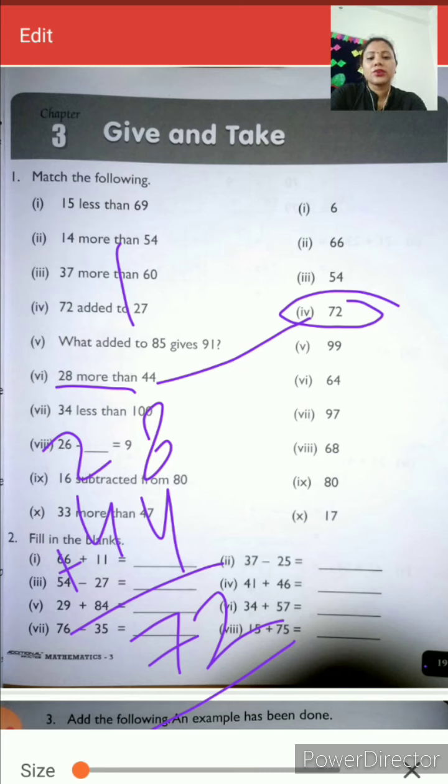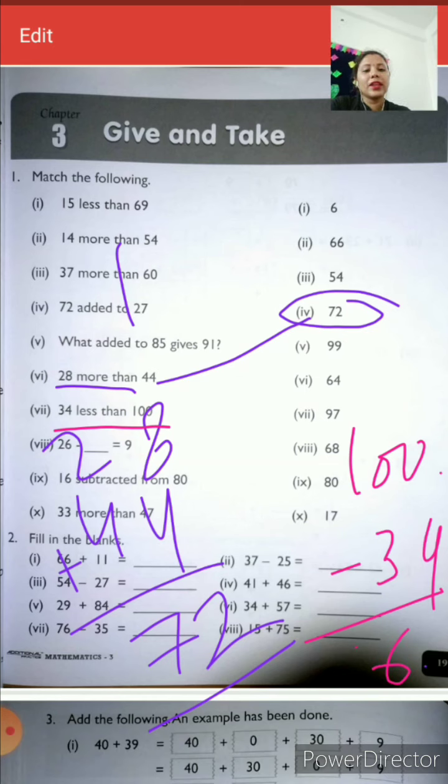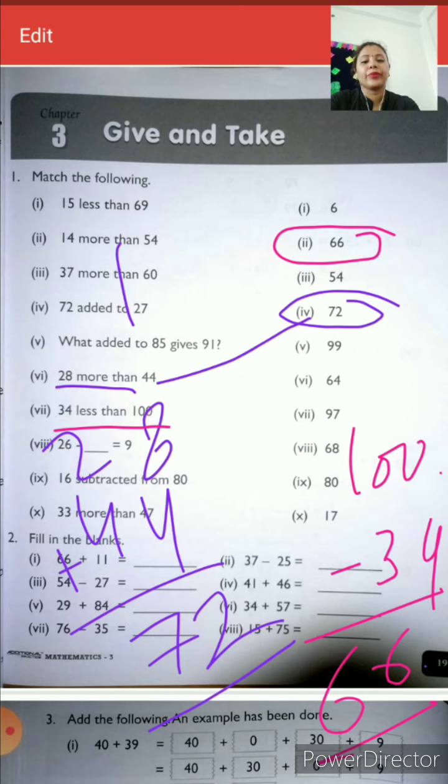Now the next question is 34 less than 100. So 100 minus 34. 10 minus 4 is 6. 9 minus 3 is 6. The answer is 66. And where is 66? Here. So match it with the question.